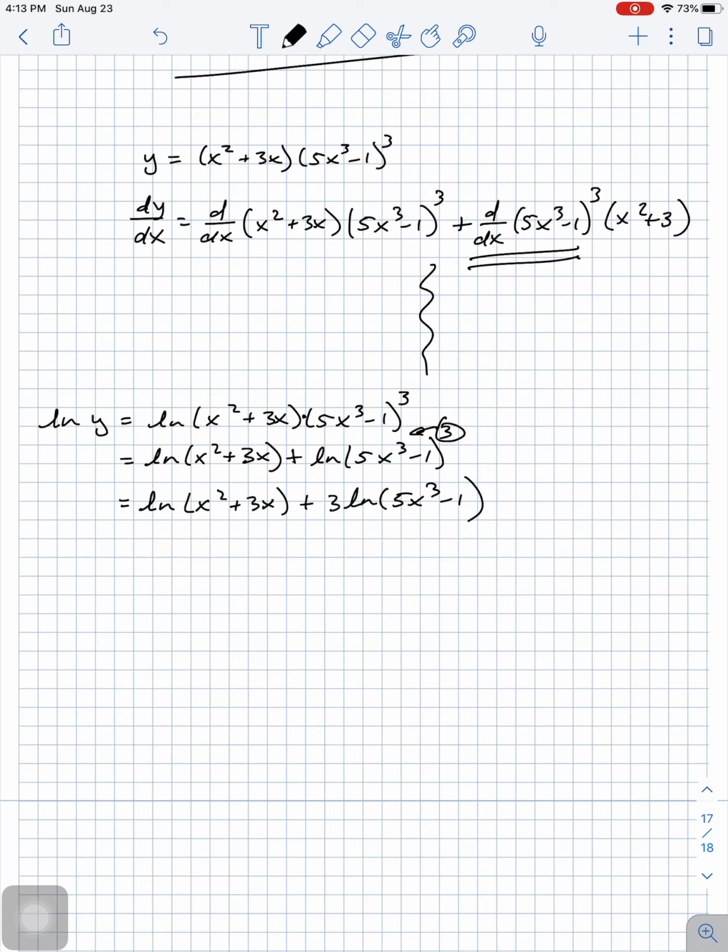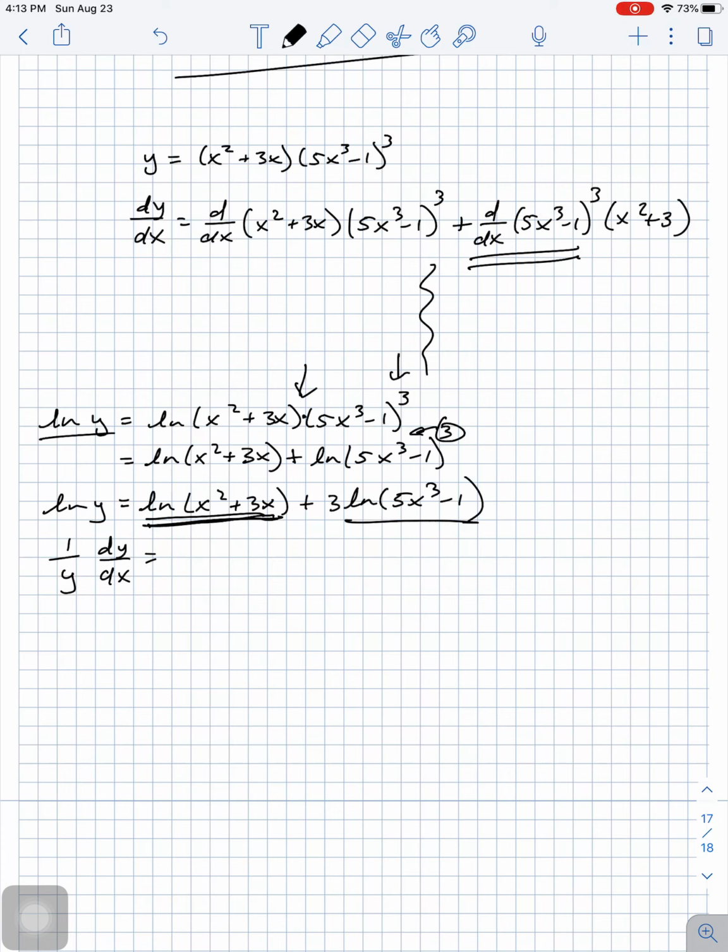So look at what we've done. We've eliminated the product rule. Not only did we eliminate the product rule, but we also eliminated the chain rule with that power coming down. So now I'm just going to take the derivative of each of these terms, which is a lot simpler. So let's go. Natural log of y, derivative of that is 1 over y times the derivative of y.